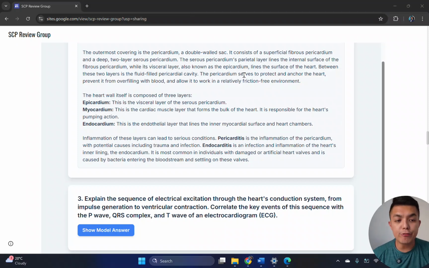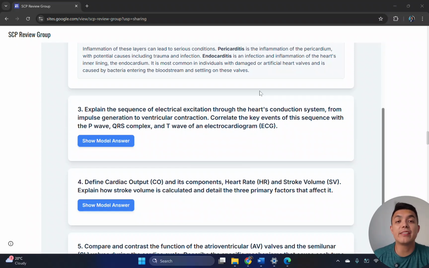So next is the inflammation of these layers. Inflammation of these layers can lead to serious conditions. So first one is pericarditis, which is the inflammation of the pericardium. So peri and then card and then itis. If you see itis, for those who don't know yet, or for those who are interested to pursue a career in surgery or in medicine, itis is for inflammation, with potential causes including trauma and infection.